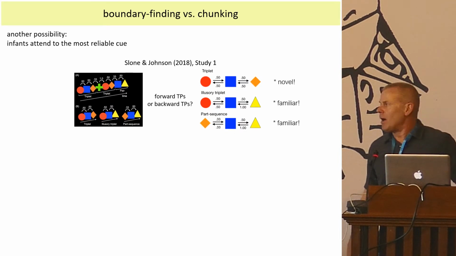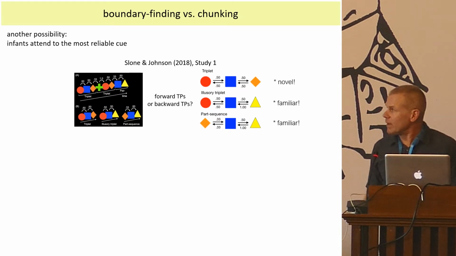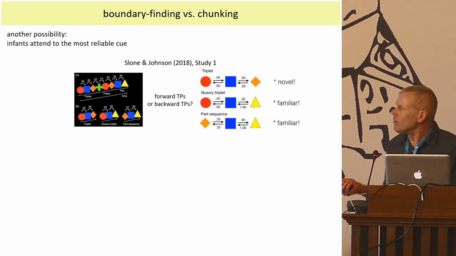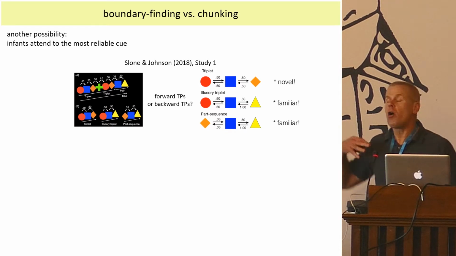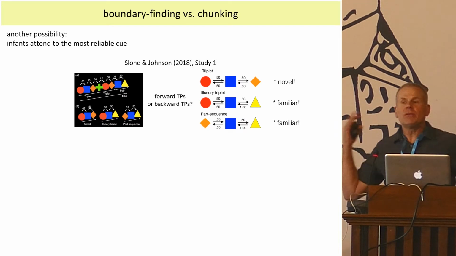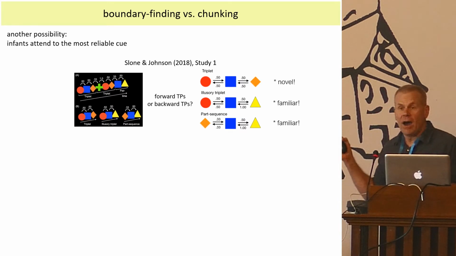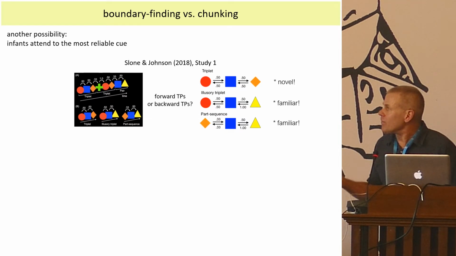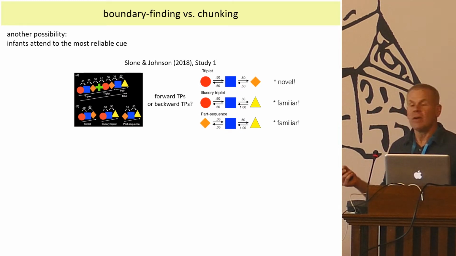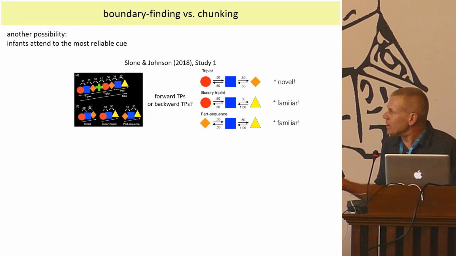Now we know from a number of studies that babies, in both visual and auditory stimuli, are sensitive to backward transitional probabilities. So what that means is if you see a triangle, do you have a representation that the square always came before it? That's a backward transitional probability. It turns out, well, in most studies, forward and backward transitional probabilities are equivalent. But in this study, they were not. It turns out the backward transitional probabilities were actually stronger for the illusory triplet and the part sequence than they were relative to the forward transitional probabilities. In the triplet, they were equivalent.